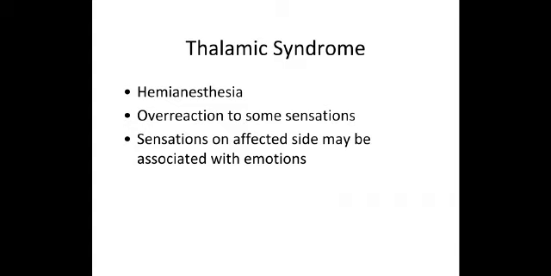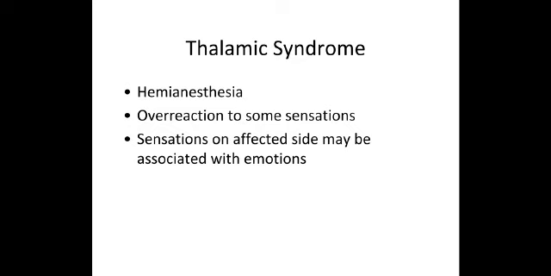There can be what is called thalamic overreaction, where paroxysms of spontaneous excruciating pain in the opposite side of the body are present. This is called thalamic overreaction. The pain is aroused by light touch or cold and does not respond to powerful analgesic drugs. Sensation of the affected side may be associated with emotions. There is sensory ataxia where there is loss of kinesthetic sensation. Movements are uncoordinated and clumsy.